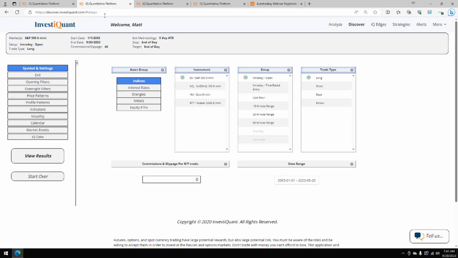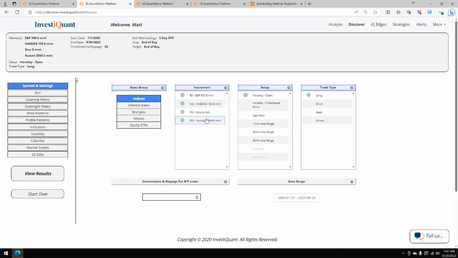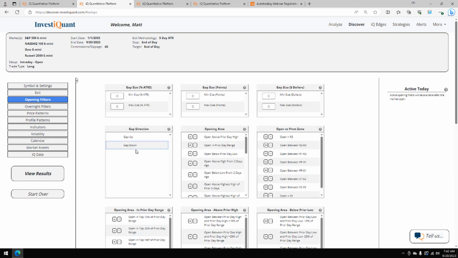All right, let's hop into today's daily IQ. Today's the FOMC announcement. So we're going to take a look at what's happened on this day historically when gapping up in a bull market environment. I've got all four instruments selected here. Our setups are based upon entering long at 9:30 a.m. Eastern Time, exiting at 4:15 p.m. Eastern Time.